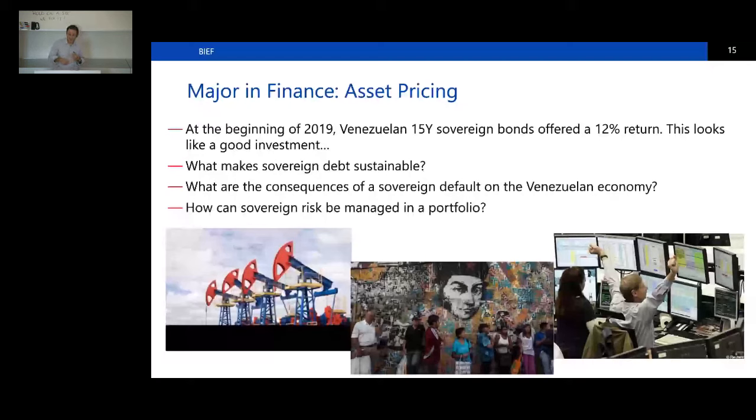Okay, and then you start wondering, but how is oil doing? How was oil doing back in 2019? And then oil was, and is still, doing quite badly, okay? Which therefore casts doubts on the possibility of the Venezuelan government to pay down debt. Which brings us to question number two.